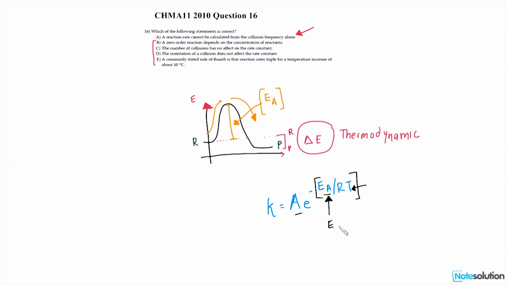The activation energy. While temperature can be captured in some ways by the collision frequency, you also need to know the energy of activation. With the collision frequency alone, you cannot calculate K. And that is why A is correct.